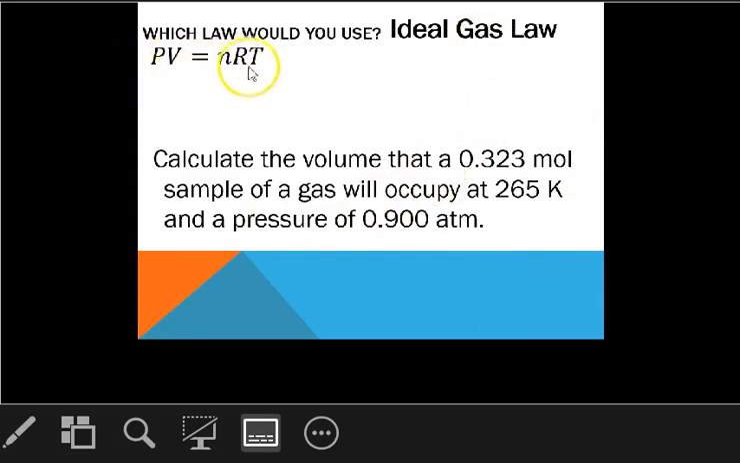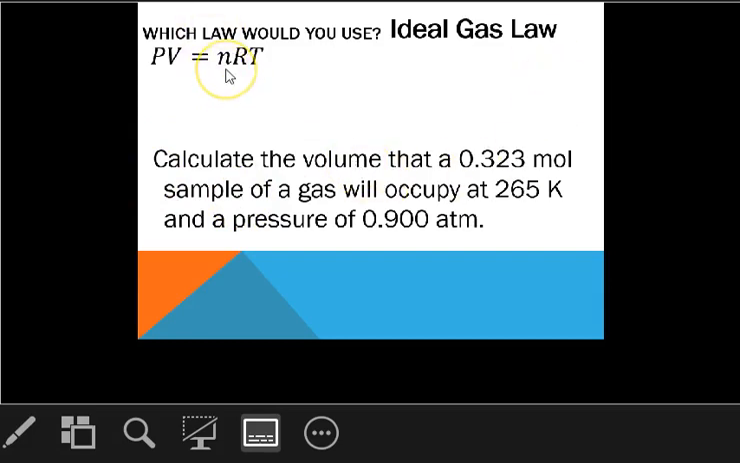PV equals nRT. Remember, the ideal gas law has to be put into ideal conditions in order to solve the problem. So be careful. The ideal gas law must be pressure, could be in any units that you want. And this one is in atmospheres. But the volume has to be in liters. If it's not, you'll have to convert it. By the way, this is calculating for volume, so it's going to come out in liters.